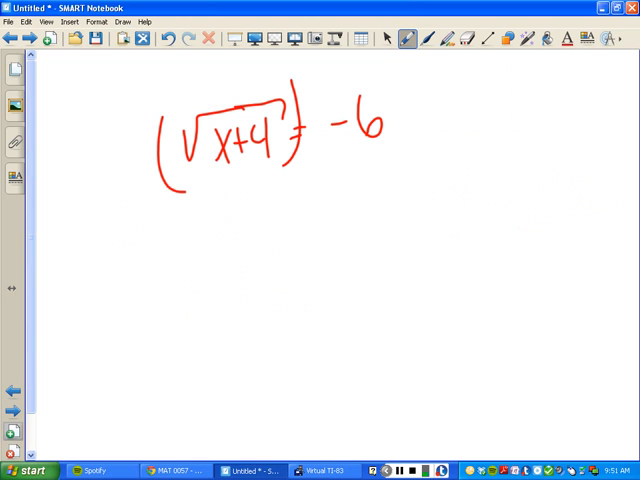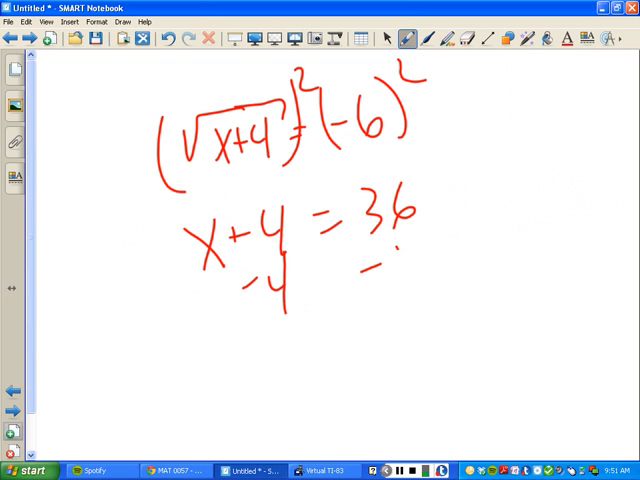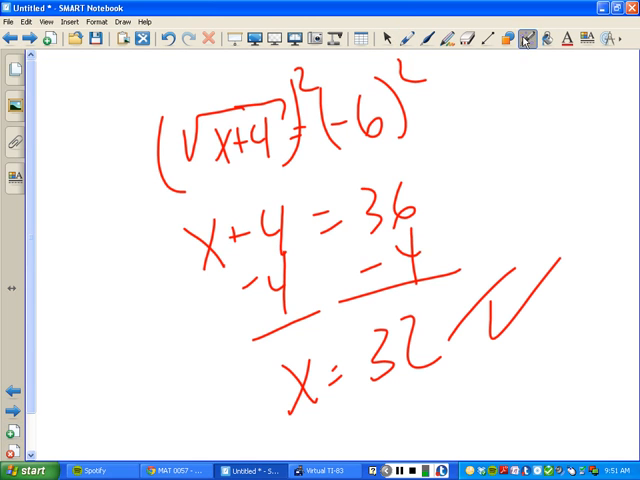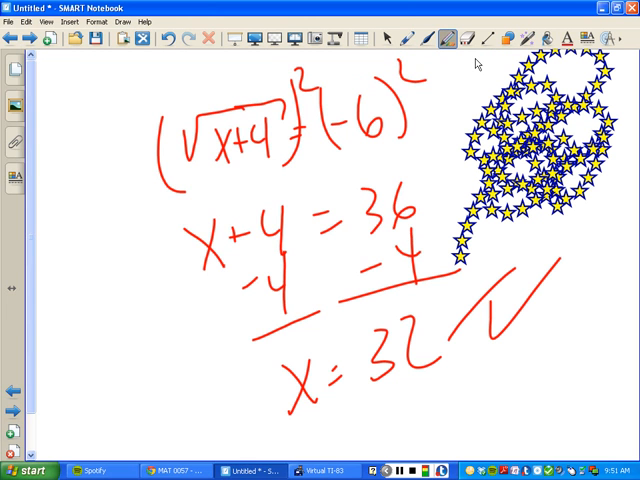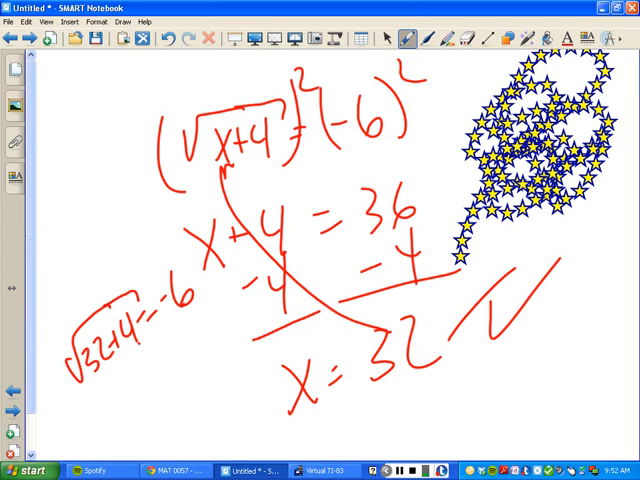Well, let's look. Square: x plus 4 equals 36. Yeah, baby. X equals 32, right? Watch this. Fireworks going everywhere. Yay! But here's the problem. If you plug in 32, is the square root of 32 plus 4 equal to negative 6? No. So the answer to this question is no solution.